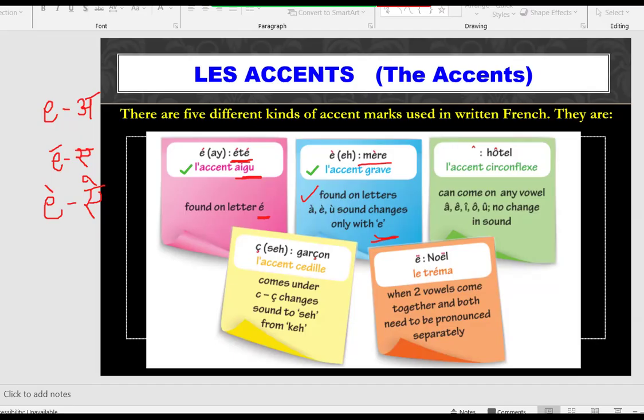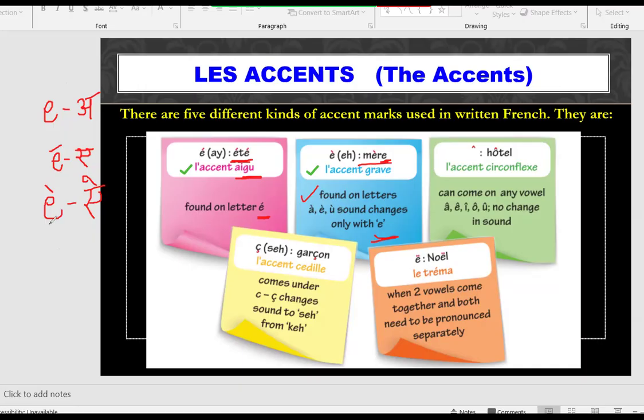Mer, mer. So r is mer. Okay, mer. So why mer? Very good, all of you. Because you see, there is no accent at the end here. So there is no accent on the last E, so the last E is silent only. So mer, mer. Okay. So these two accents are very important because they change the sound, right?